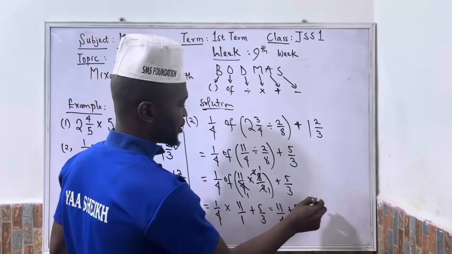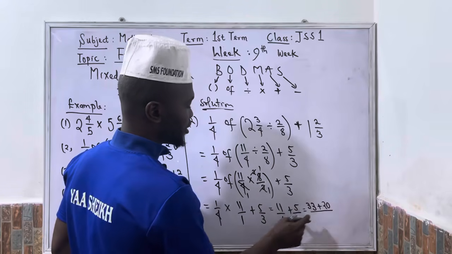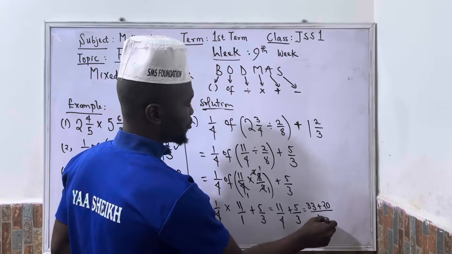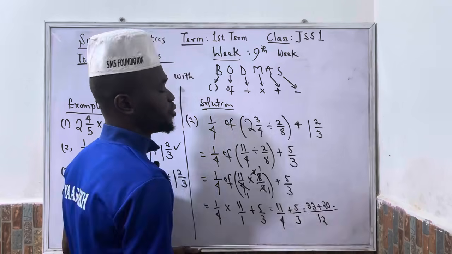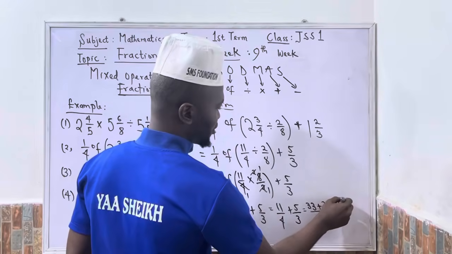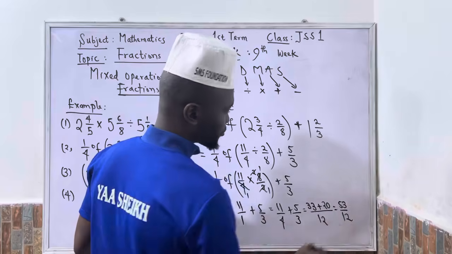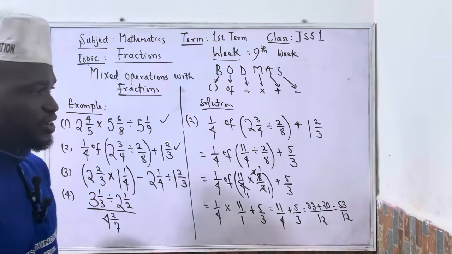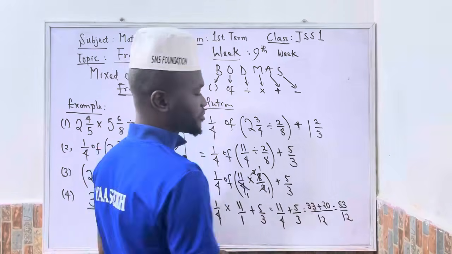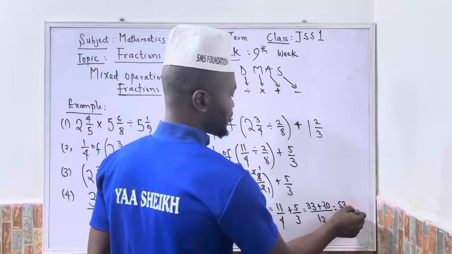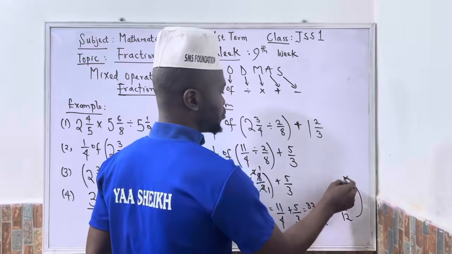Plus 4 times 5, that will give you 20, divided by 4 times 3, that will give you 12. So what we'll have here is 33 plus 20, that will give me 53 over 12. Finally, I can rewrite my answer in mixed fraction. Let me come here to do that.